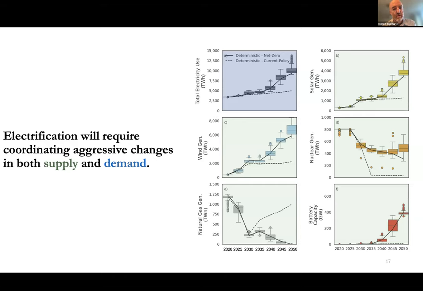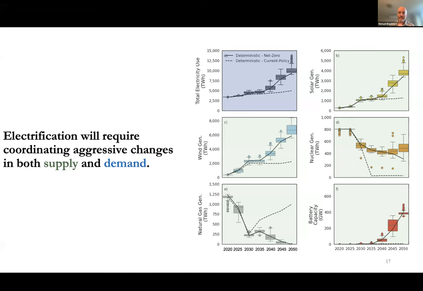And the key takeaway here is if you look at the upper left-hand box, we're going to need a lot more electric power. You might have heard of electrification as being important in meeting our emission goals. So we're going to need a lot more electric power for all sorts of things. And that's going to require that we coordinate increases in renewable supplies, as you can see in the other charts, and some battery storage as well to do that. If we don't coordinate those things, then we're going to actually increase emissions as people try to electrify their end uses.